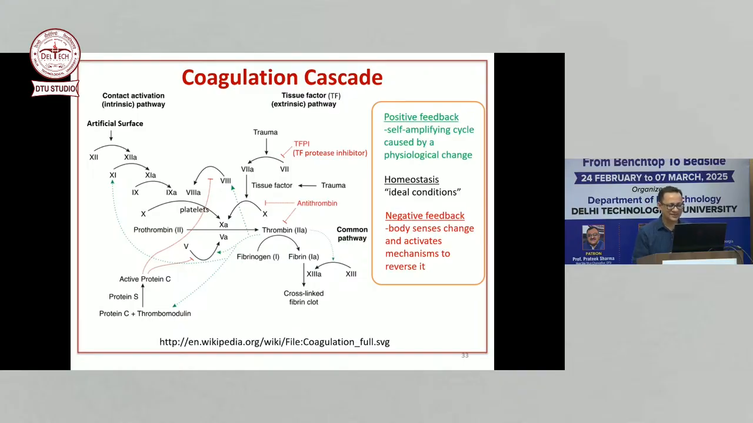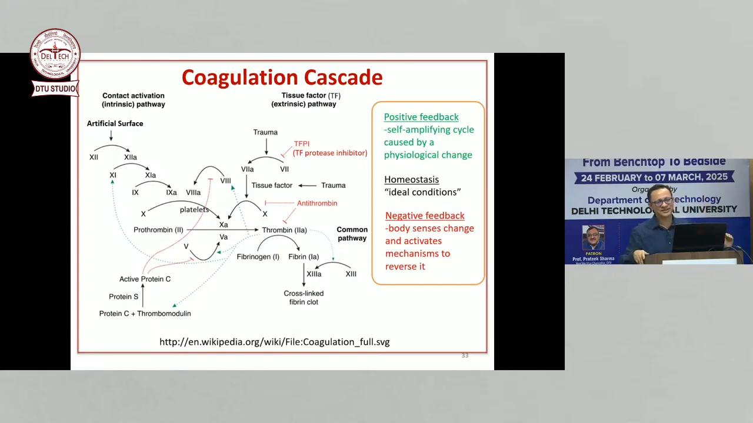So it's a little bit confusing, but a lot of things are actually happening. When prothrombin is making thrombin, thrombin is also activating, if you see this arrow, factor 5, which helps convert more prothrombin to thrombin. It is also activating factor 8, which helps convert more factor 10 to activated factor 10, which helps prothrombin get converted to thrombin.